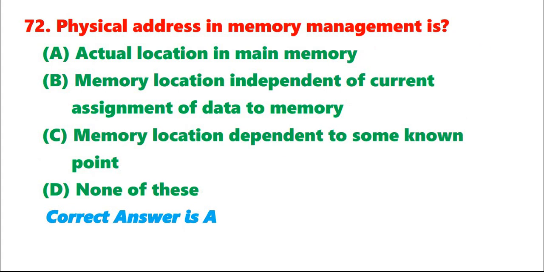72. Physical address in memory management is: A. Actual location in main memory, B. Memory location independent of current assignment of data to memory, C. Memory location dependent to some known point, D. None of these. Correct answer is A.